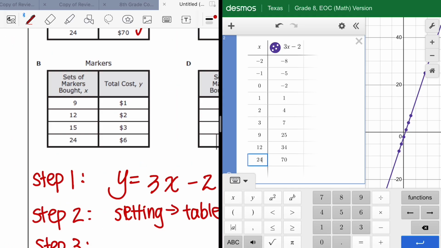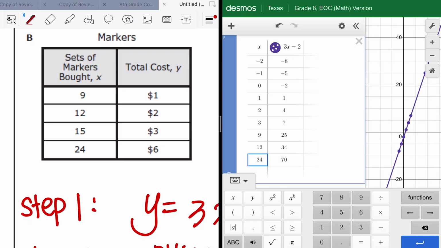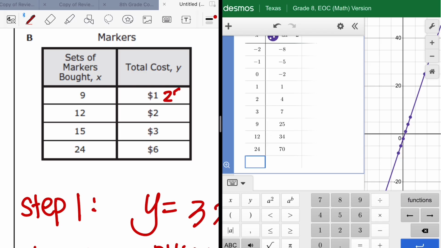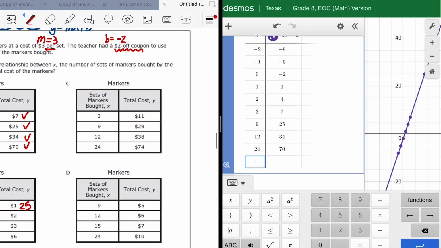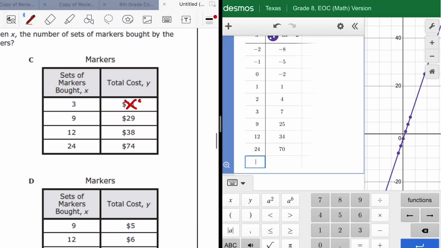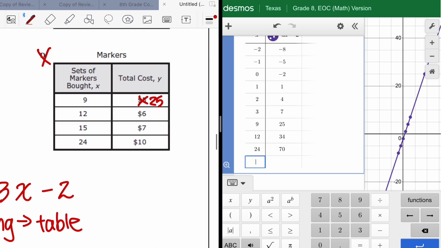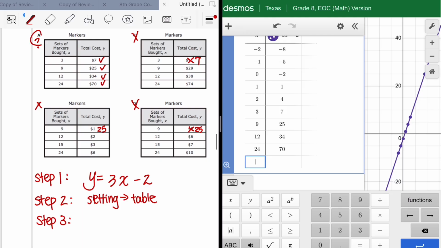Next one, B. Potentially answer choice B. 9 should pair with a 25. So this is a 25. Wrong. C. 3 should pair with a 7. D. 9 should pair with a 25. Correct answer choice is A. So step 3 is what? Type in value X, right? The X value to find the correct answer.